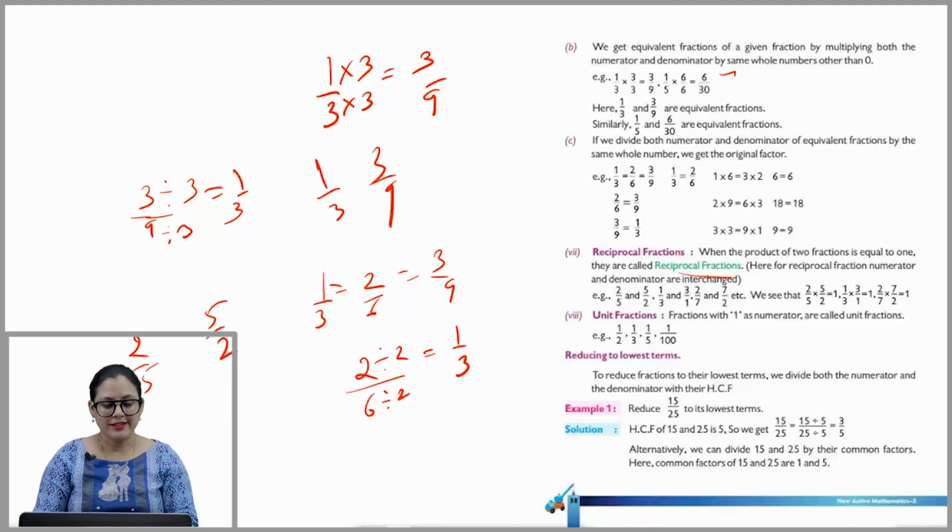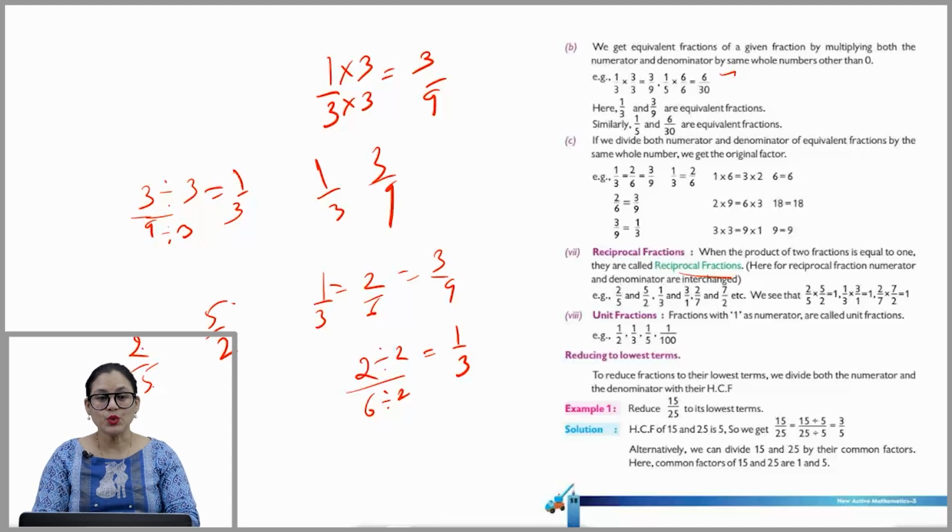Here numerator and denominator have been exchanged. Denominator has become numerator and numerator has become denominator. Number 8, unit fractions. Fractions with 1 as numerator are called unit fractions. Example: 1 by 2, 1 by 3, 1 by 5.